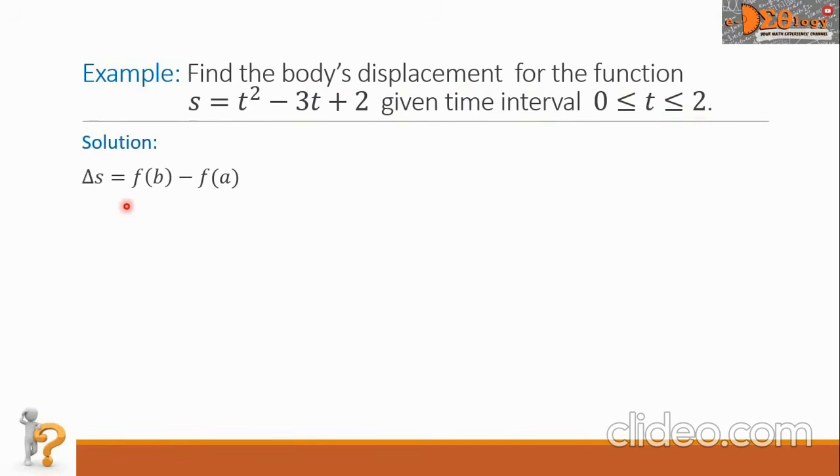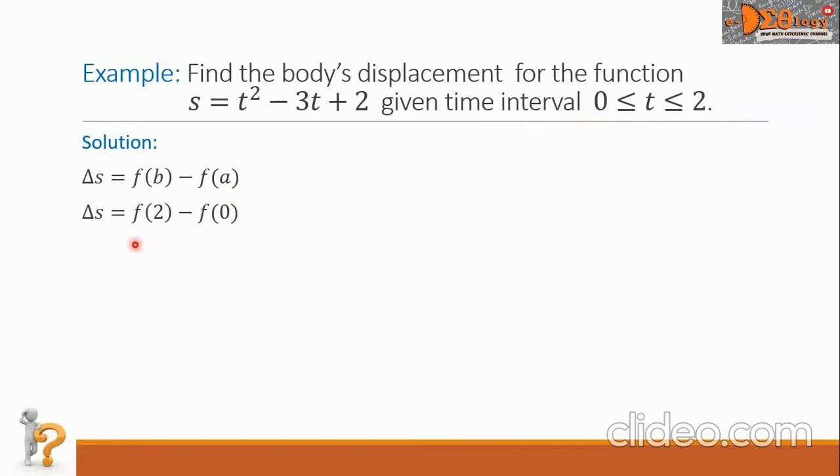For our solution, let us write the formula for the displacement. We have ΔS = f(B) − f(A). With regard to the given time interval, we will now write ΔS = f(2) − f(0). We know that this number 2 comes from the end number of the interval, while the 0 comes from the initial number of the time interval.